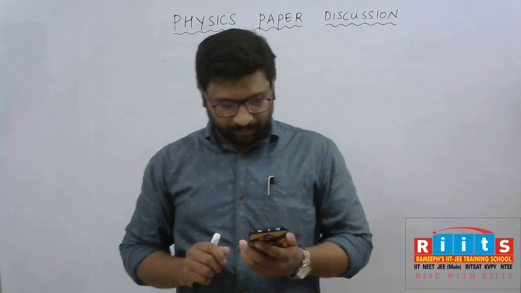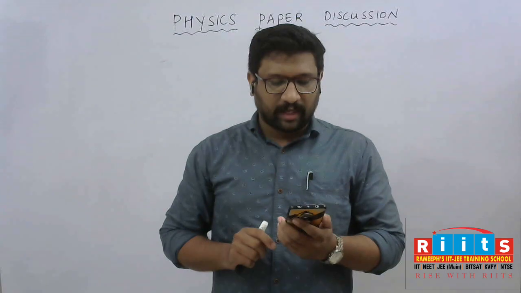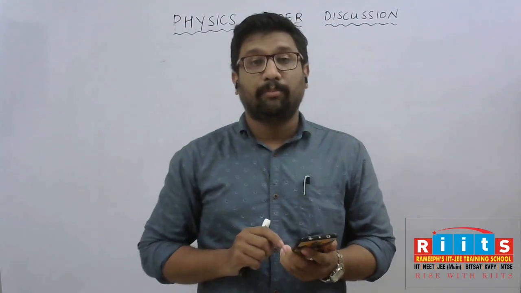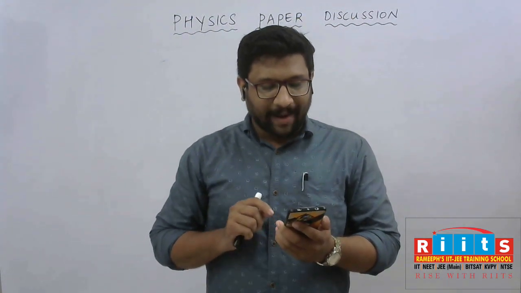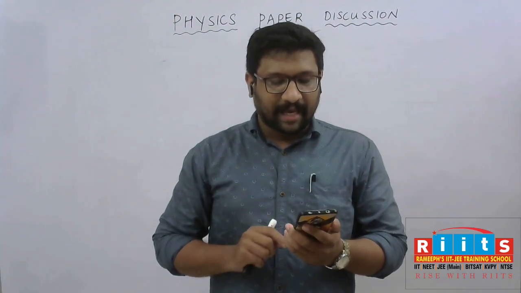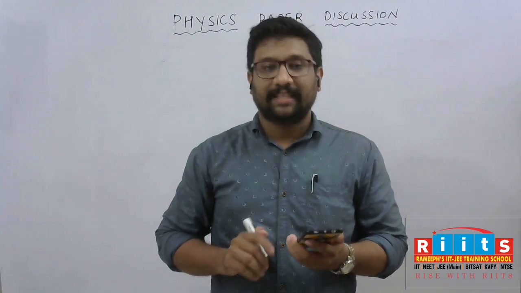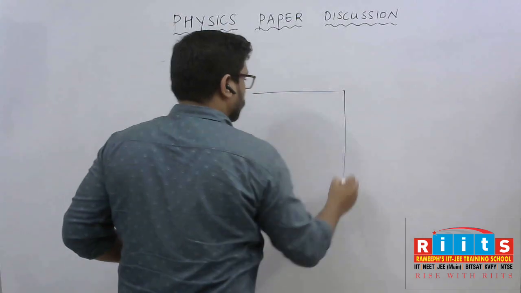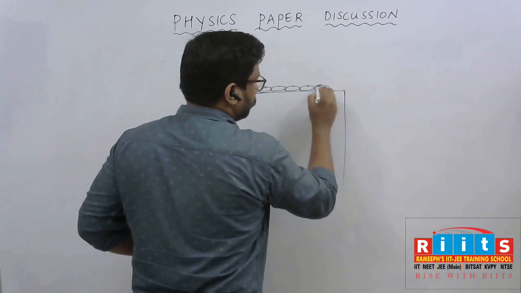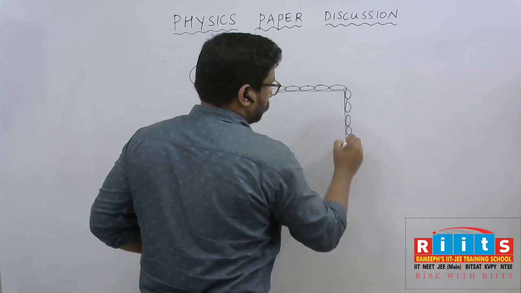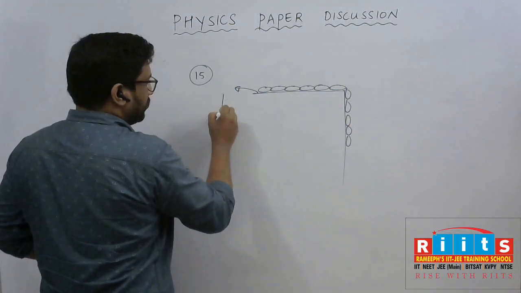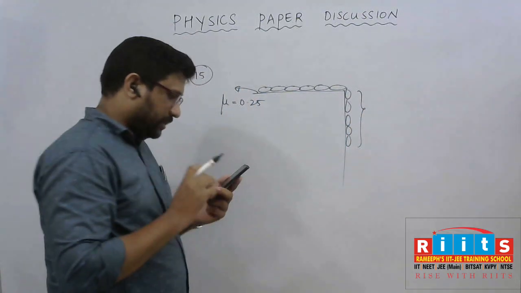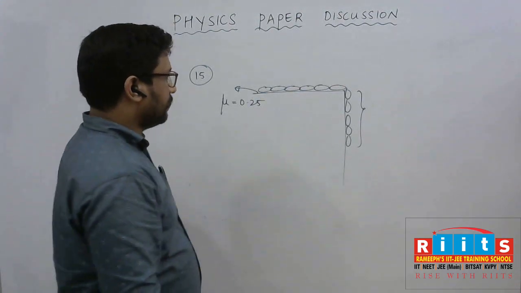Question number 15. A heavy uniform chain lies on a horizontal tabletop. If the coefficient of friction between the chain and the table surface is 0.25, then find the maximum fraction of the length of the chain that can hang over one edge of the table. So in question number 15, a chain is hanging from a tabletop. The coefficient of friction at this tabletop is 0.25. The question demands how much fraction is hanging.